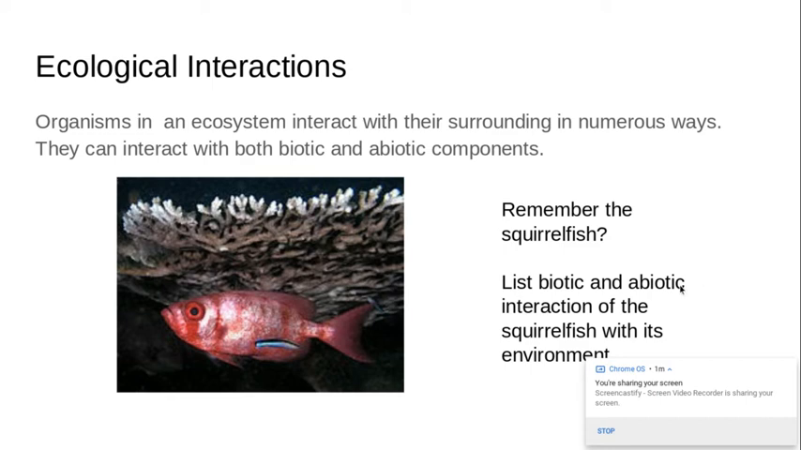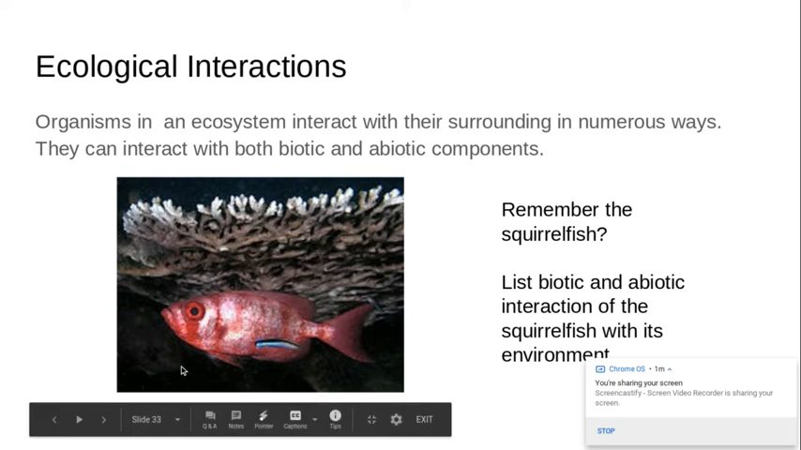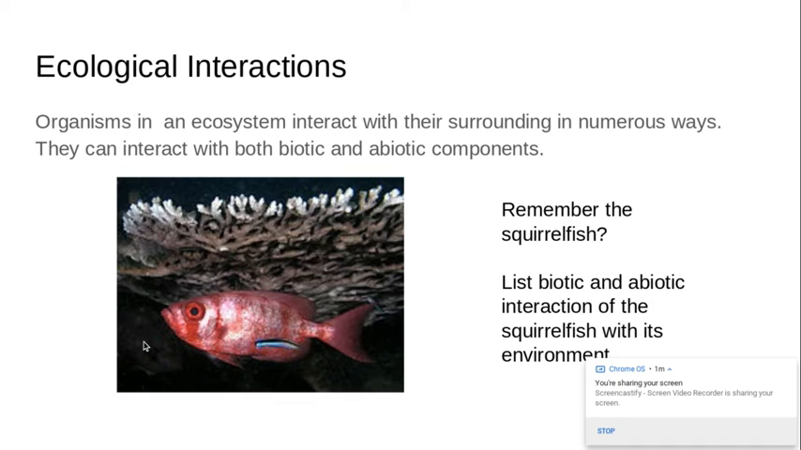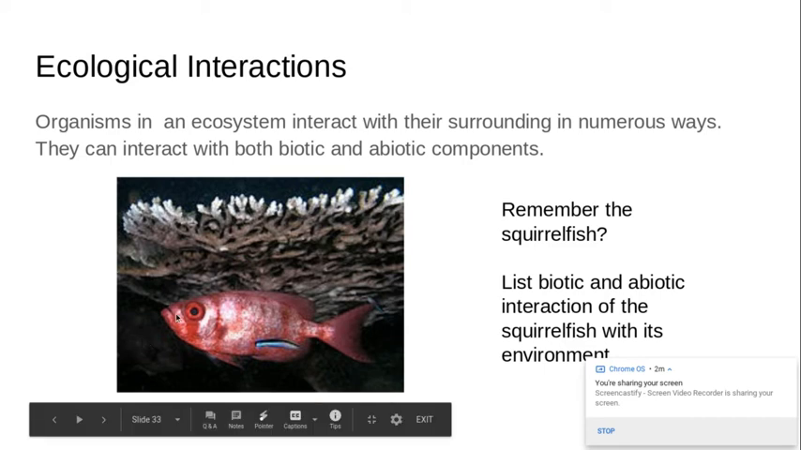Abiotic would be anything that's not alive. So it's interacting with the water, the temperature of the water. If there is any oxygen, well, obviously there's oxygen in the water. If there's any sunlight in the water or amount of light in the water, all of those things would be abiotic. So abiotic is water, temperature, amount of oxygen, light, etc.